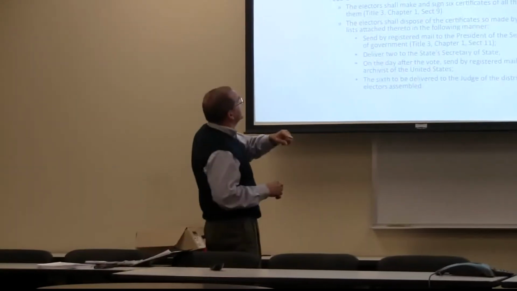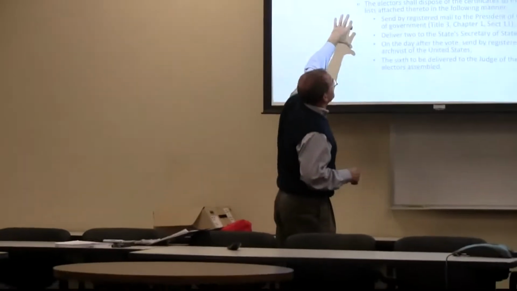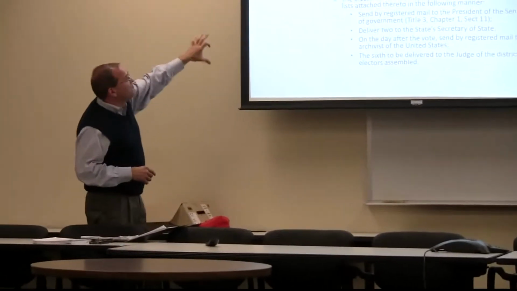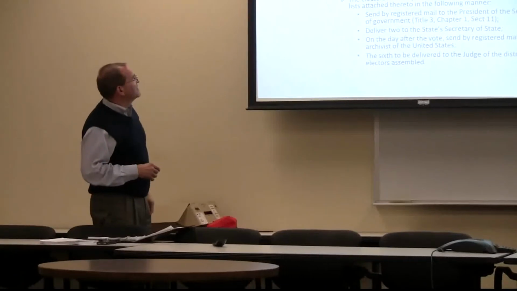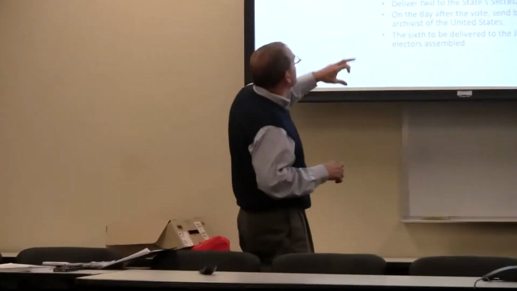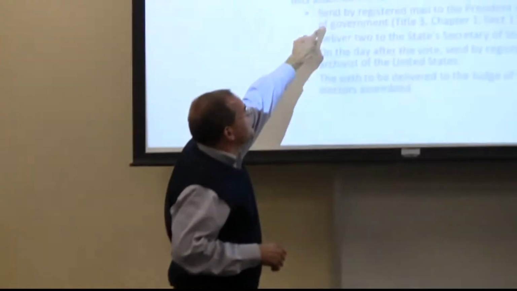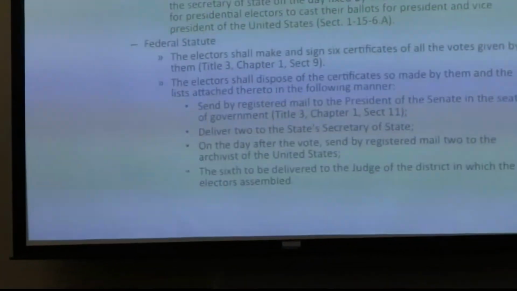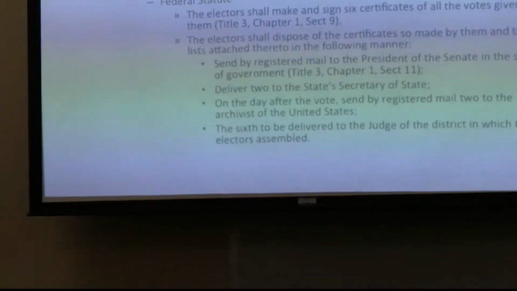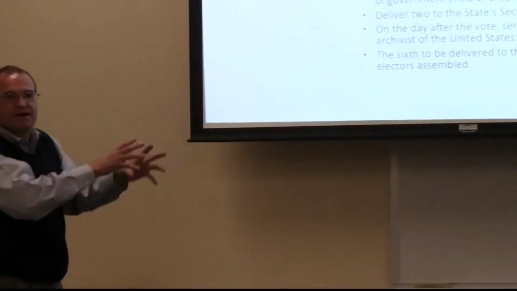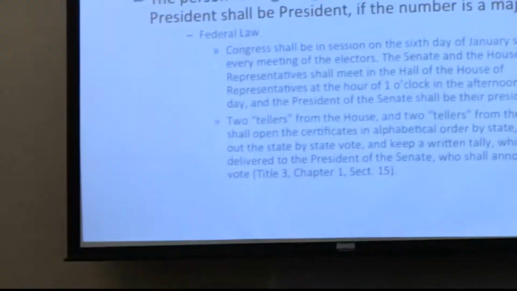Then Lana talked about this at length at our other meeting. This is what the electors are doing. Okay, they're voting, and they've got these certificates of votes given to them. Title 3, Chapter 1, Section 9. And then this is what they do with those certificates. The key thing is, one of them goes by registered mail to the President of the Senate, the seat of government. So by the middle of December, we've got the electors casting their votes, and they're sending those by registered mail to the President of the Senate based on this combination of state and federal law.